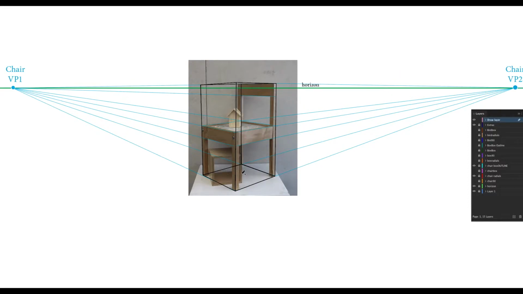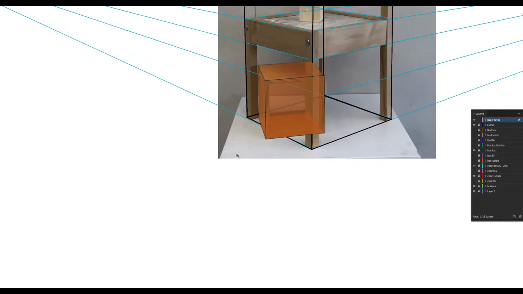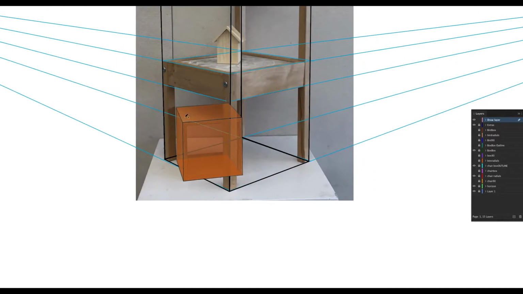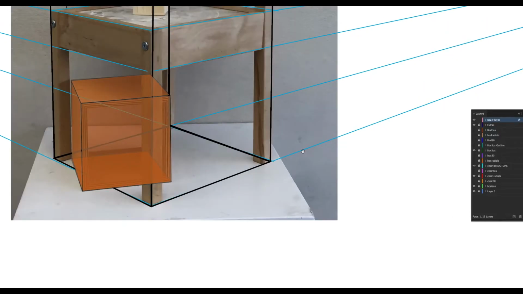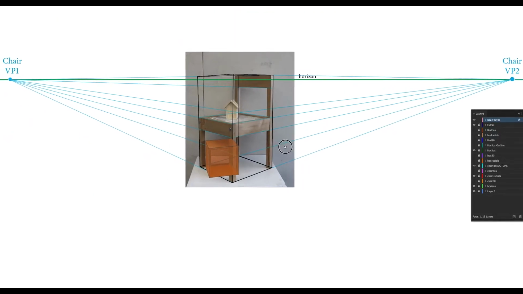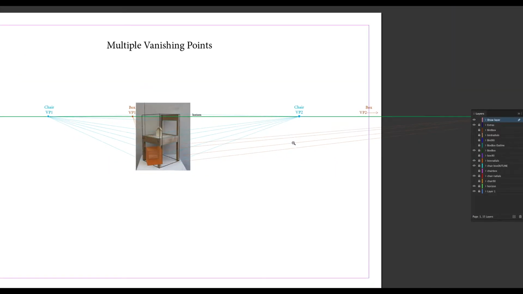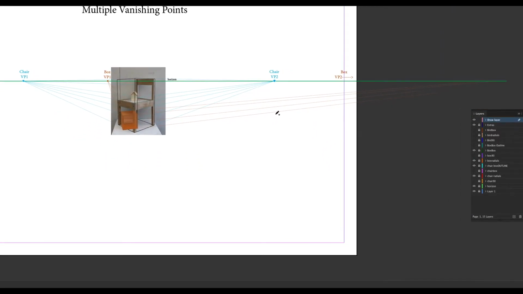Now, let's take a look at the box below. You can see that this box is not going to follow the same vanishing points because it's not sitting at the same rotated angle as the chair's box. So now, for the first time, we're dealing with a second set of vanishing points. And one happens to be very far away.